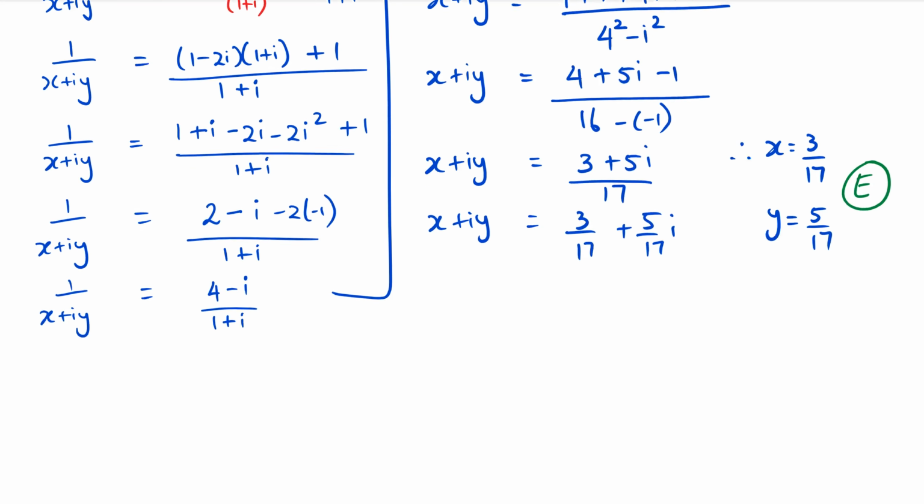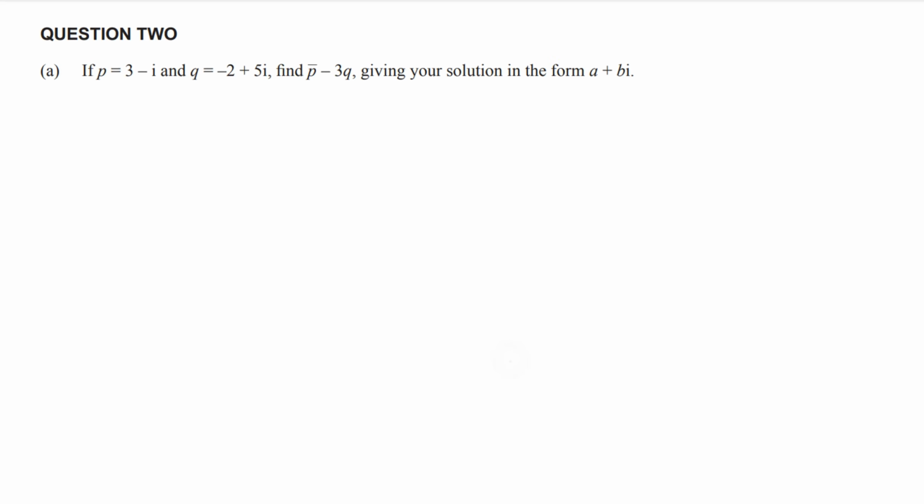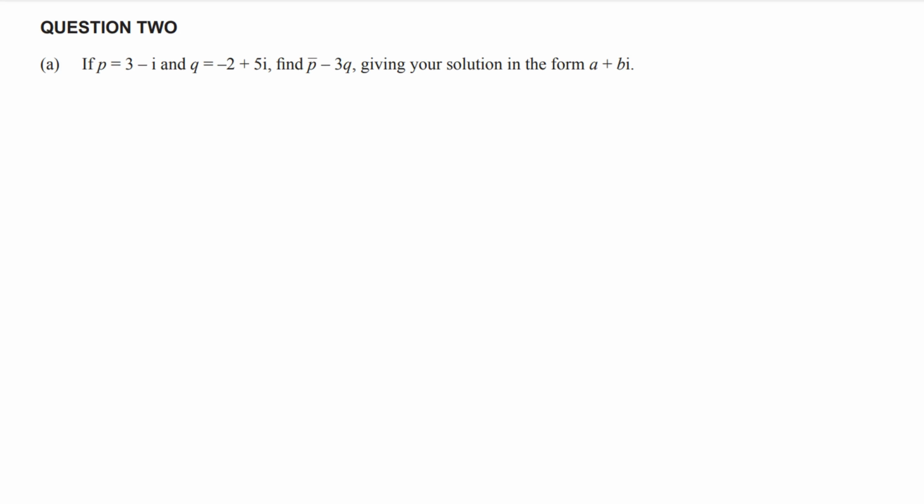Okay, so that's the end of question 1, and now we go to question 2. So with question 2a, what we have is a nice bit of substitution.